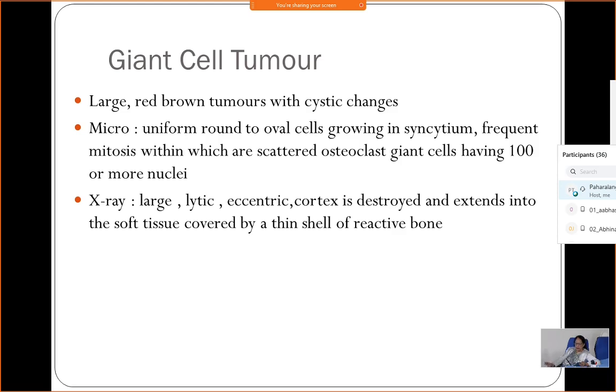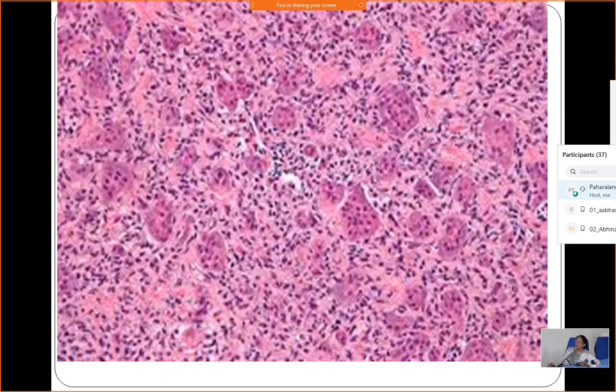And still, when it is part of soft tissue, you may still see a thin shell of reactive bone covering it. So this is how the tumor looks, with a lot of osteoclastic giant cells. You can see these giant cells, and that is how we diagnose this particular condition, uniformly arranged in a background of these round to oval cells.